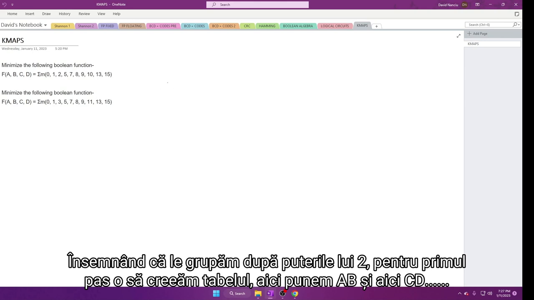So for the first step, let's create the table first. We have this one. Let's say this is a table. We have AB right here and CD right here.